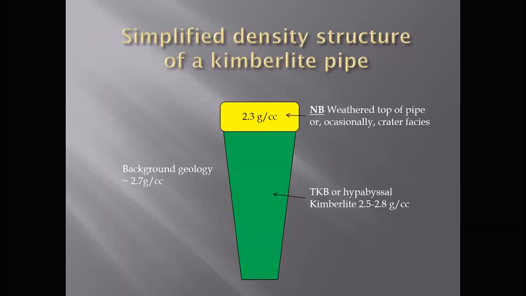The simplified density structure of a kimberlite is generally that the top 30 meters or so in any given weathered terrain is less dense than the main body of the kimberlite beneath it, because it's weathered. So essentially we get yellow ground or crater facies on top. The density is approximately 2.3 grams per cc, and the main body of the kimberlite, what we used to call TKB or hypabyssal kimberlite, though I'm sure we don't use these terms anymore, I've been out of De Beers for a while, is often more like 2.5 to 2.8 grams per cc. So we're looking for a little gentle density low on top of the kimberlite pipe, and if this is, say, quartzite, which is 2.7, it's going to stand out nicely as a low.